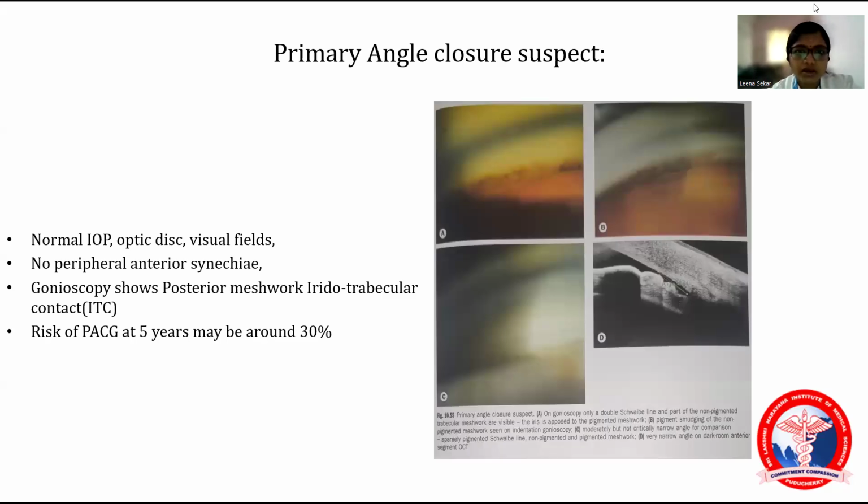Again, primary angle closure suspect, we have normal IOP, optic disc, and visual fields, and no peripheral anterior synechiae. And in gonioscopy, they will show posterior iridotrabecular contact. Here there is a risk of getting PACG at 5 years, maybe around 30%.